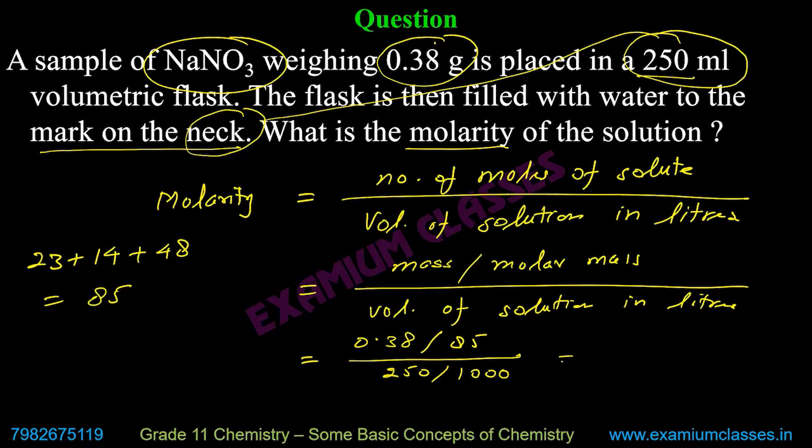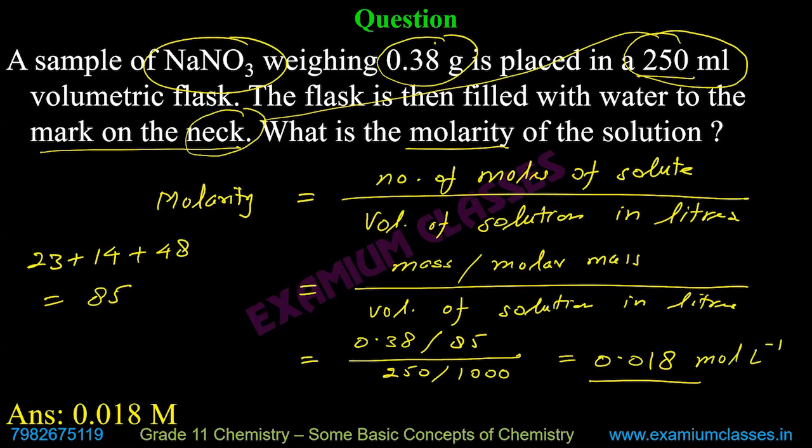And when you simplify this, you will get the answer as 0.0185 something in actual, and we take only up to 0.018. And because it is molarity, you will write mole per liter. That is the unit, or just 0.018 capital M. Capital M itself says this is molarity, and this is also used as a unit.